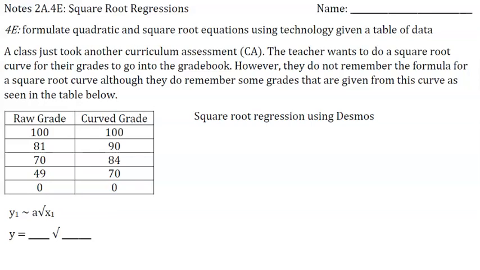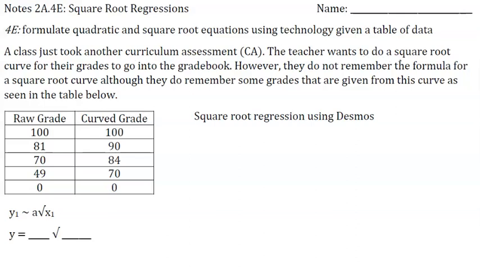Notes 2A.4E, Square Root Regressions. The Algebra 2 standard is 4E: formulate quadratic and square root equations using technology given a table of data. A class just took another curriculum assessment, a CA.